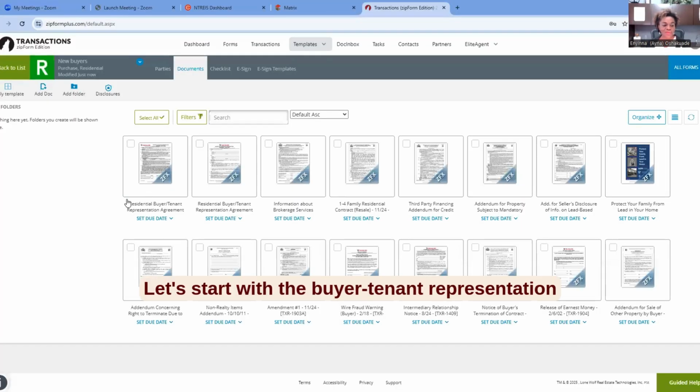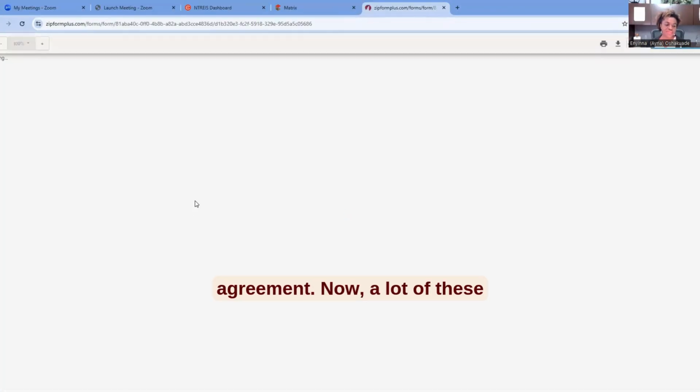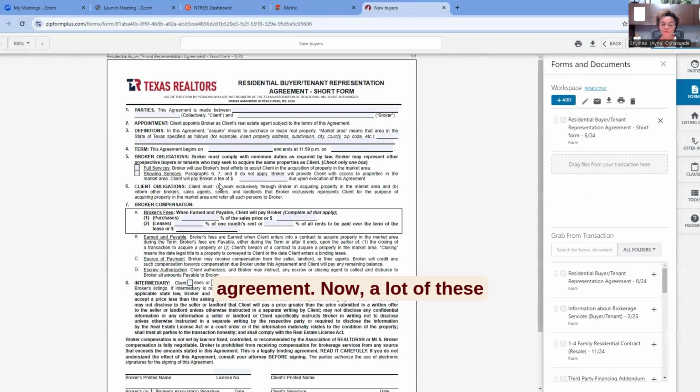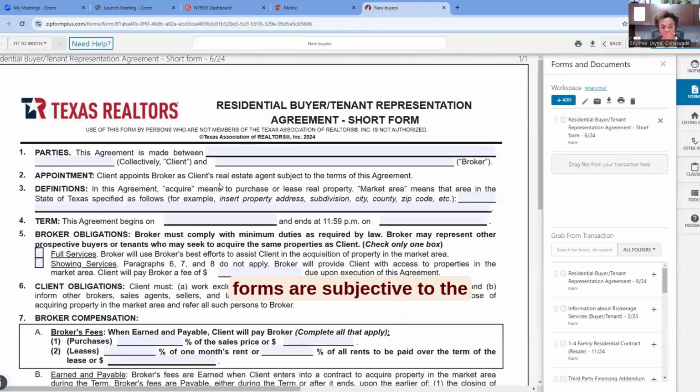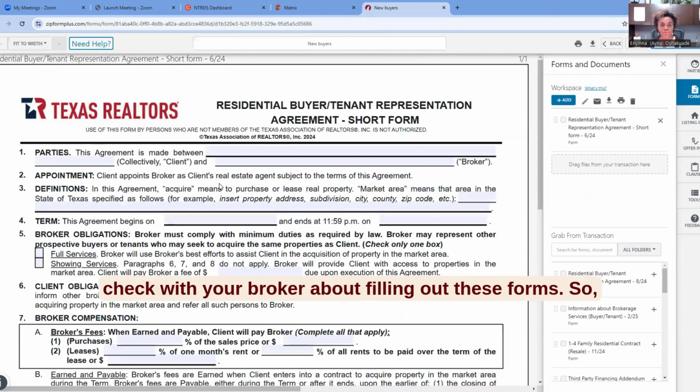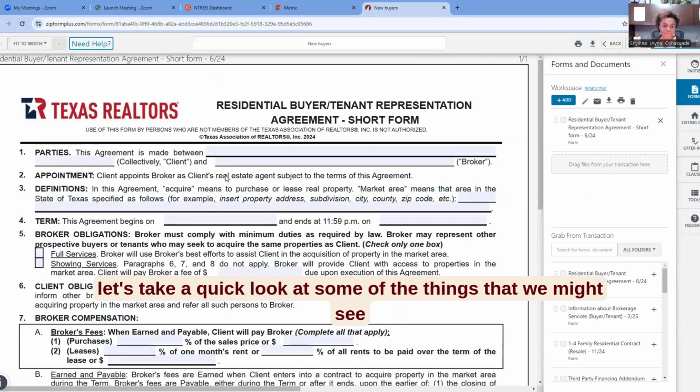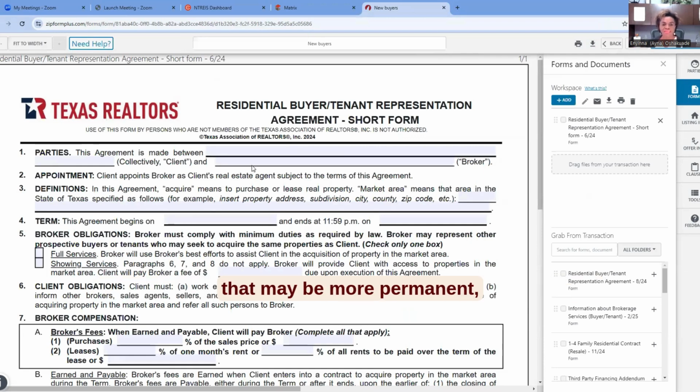So let's start with the buyer-tenant representation agreement. Now, a lot of these forms are subjective to the situation, and you always want to check with your broker about filling out these forms. So let's take a quick look at some of the things that we might see that may be more permanent, so to speak, in the forms.